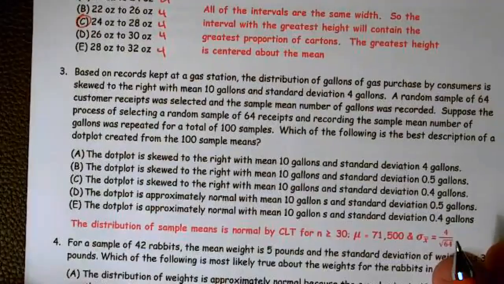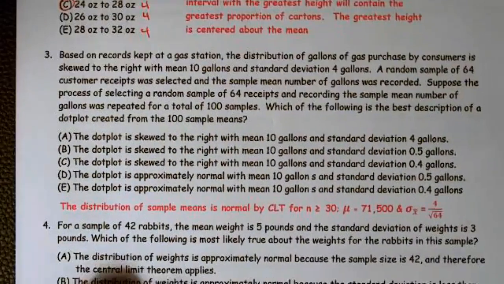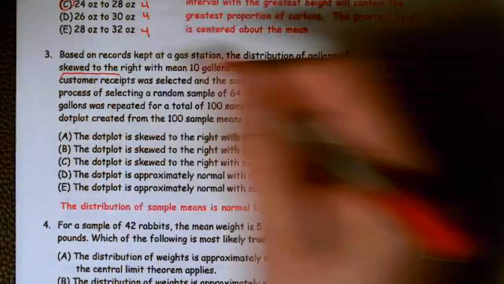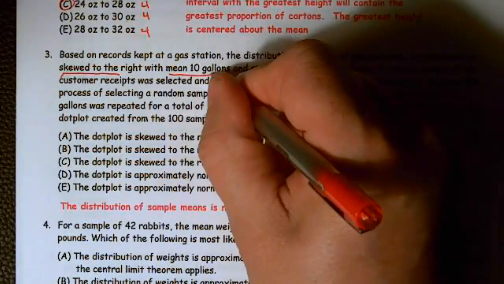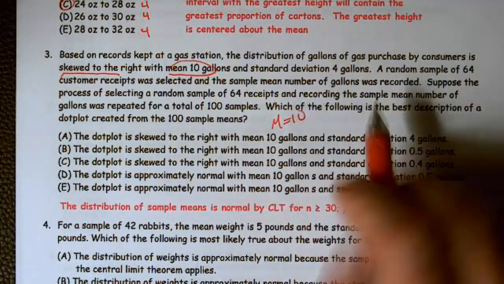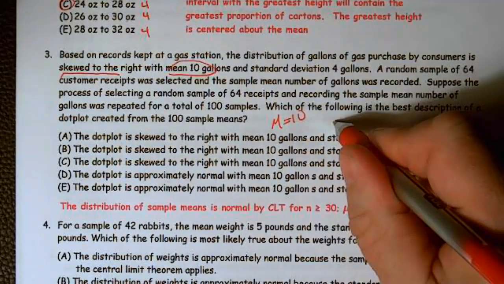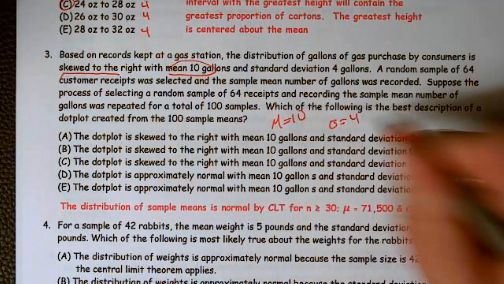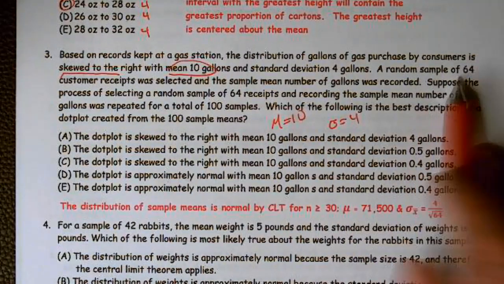All right, number 3, based on records kept at a gas station, the distribution of gallons purchased by consumers is skewed to the right with a mean of 10 gallons. All right, that's very important. So we're talking about skewed. We also have a mean equal to 10 and a standard deviation of 4. Awesome. A random sample of 64.